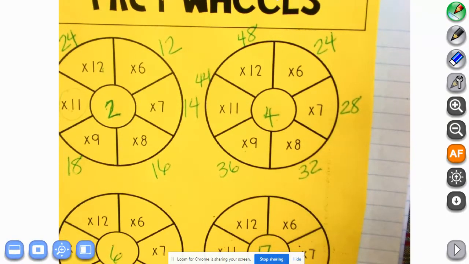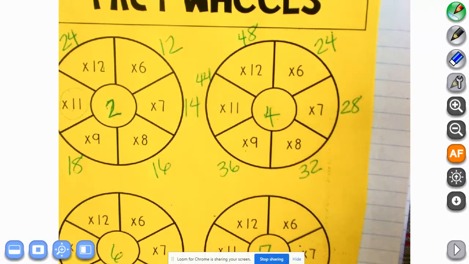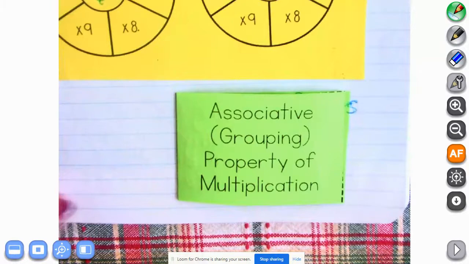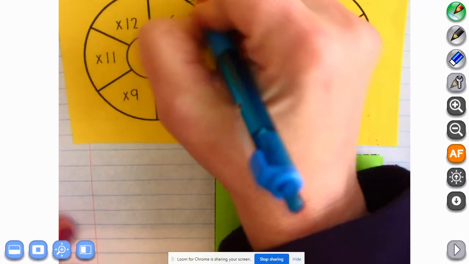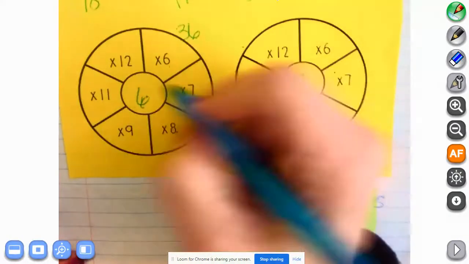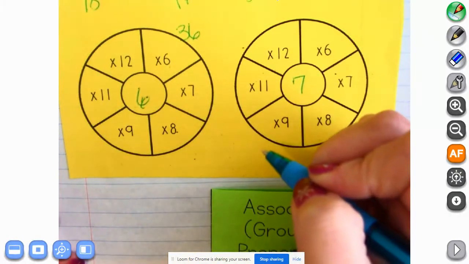Okay, pause this if you need to fix anything. And then we're going to go down here. Number 6 right here says 6 times 6 is 36. Hopefully you got that one. 6 times 7, what would that one be?